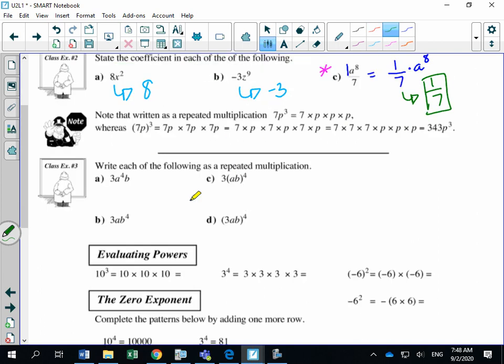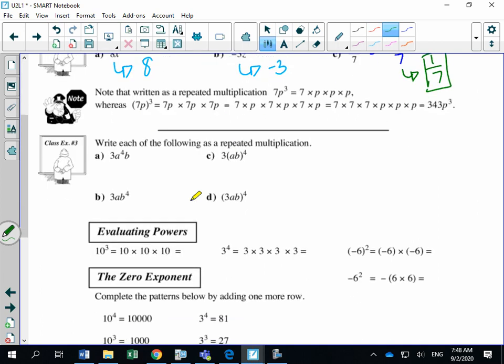Okay, class example number 3. Write each of the following as repeated multiplication. So my coefficient is 3, and then I've got 4 A's, and I've got 1 B. Next one, I've got a 3, and then this 4 applies to the AB. So essentially what that means is I could write AB 4 times. That is one way you could state your answer.